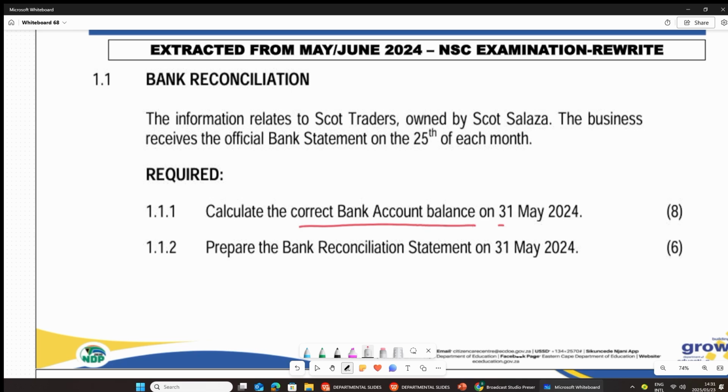Then what are you being asked to do here? You've been asked to calculate the correct bank account balance at the end of May, the 31st, and after you're done with that, you then have to prepare also a bank reconciliation statement on the 31st of May. The total marks here, as you can see, are 8 marks for calculating the bank account balance and 6 marks for completing the bank reconciliation statement. Now with the first question, sometimes they will ask you in the exam to do a new CRJ and a new CPJ, right? But in this example here, they just ask you simply to do a bank account, okay?